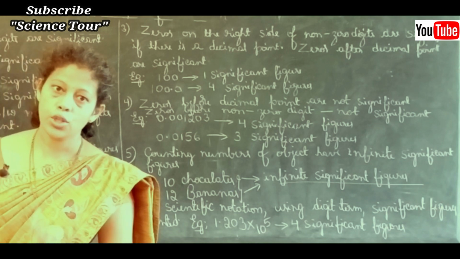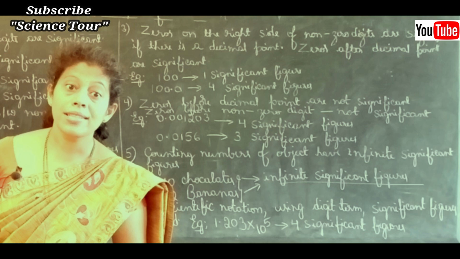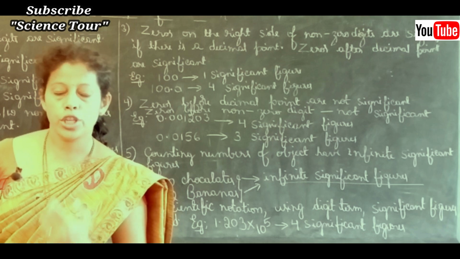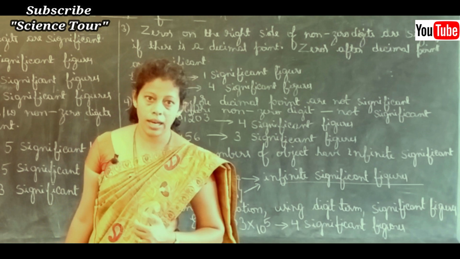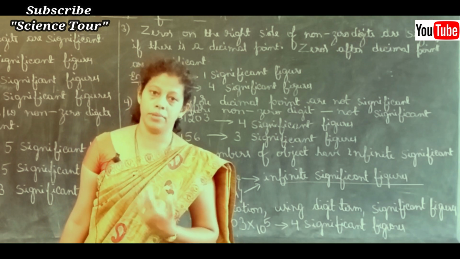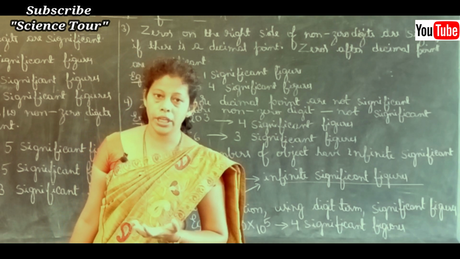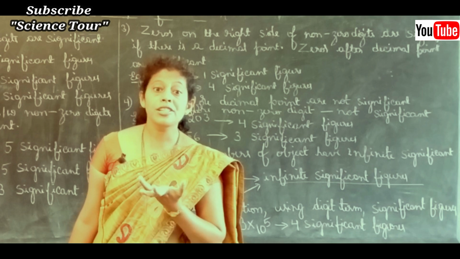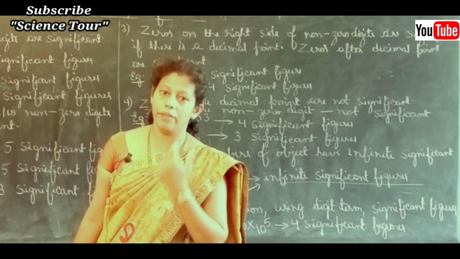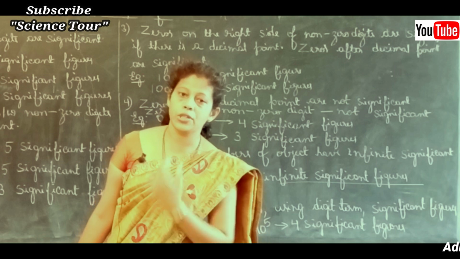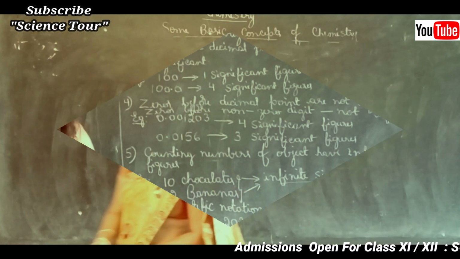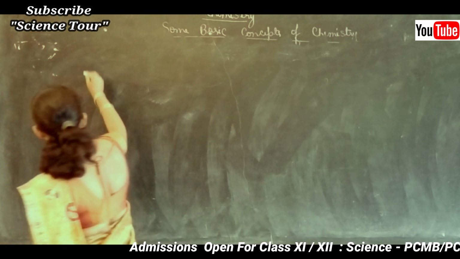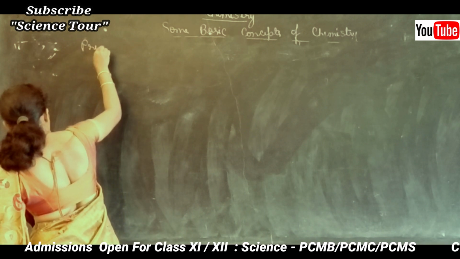Next, let us study 2 terms, precision and accuracy, which are very, very important whenever we do experiments in the lab or whenever we measure something. Any quantity whenever measured, precision and accuracy are very, very important. What are they? Let us study now. So let's take up precision and accuracy.